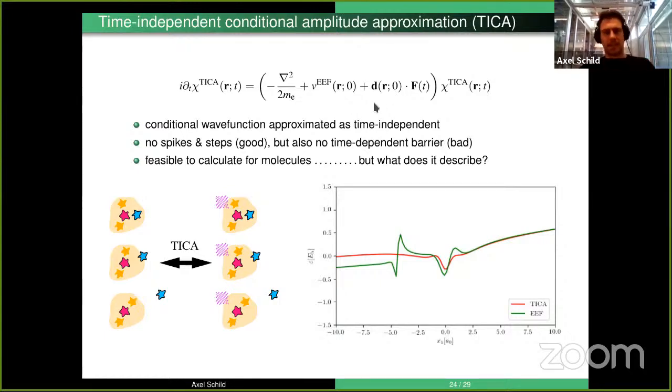Now, the underlying idea here is that if you're moving your electron out, there will be some response of the other electrons. So we're assuming that the potential that the electron sees when it moves out is independent of whether the laser field is there or not. And this is the essence of this approximation. It can be calculated, in principle, for molecules. It has no spikes, it has no steps. It's the red line here compared to the blue line, which is the exact case. The problem is that it does not have this time-dependent barrier, which we sometimes need.